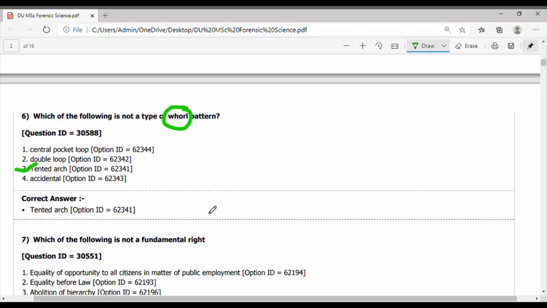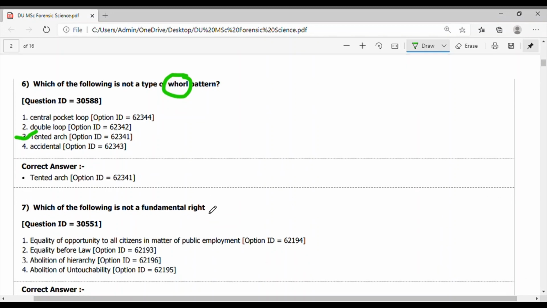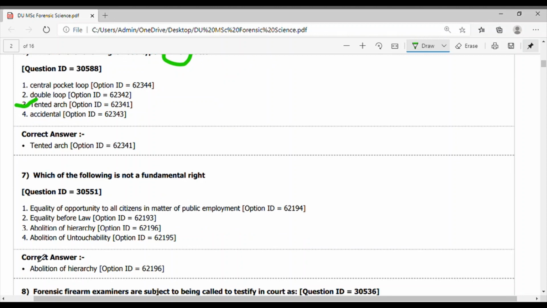Then another question, question 7, is which of the following is not a fundamental right? Equal opportunity to all citizens in matters of public employment is a fundamental right. And equality before the law is also a fundamental right. The abolition of hierarchy is not a fundamental right. Okay, and the abolition of untouchability, these are fundamental rights. You can easily get this answer even without having enough knowledge.